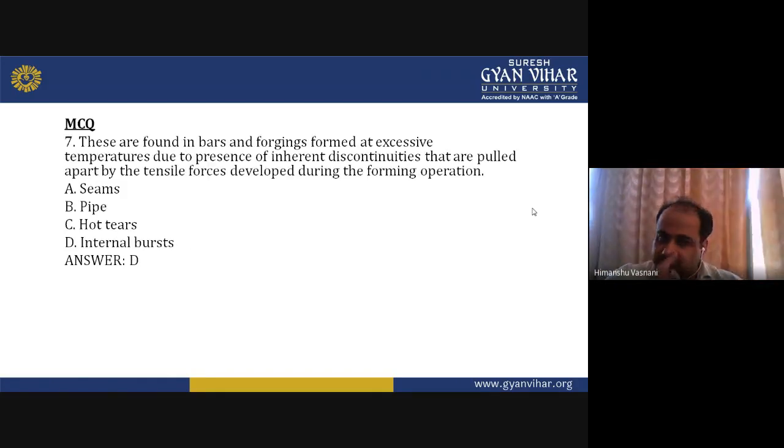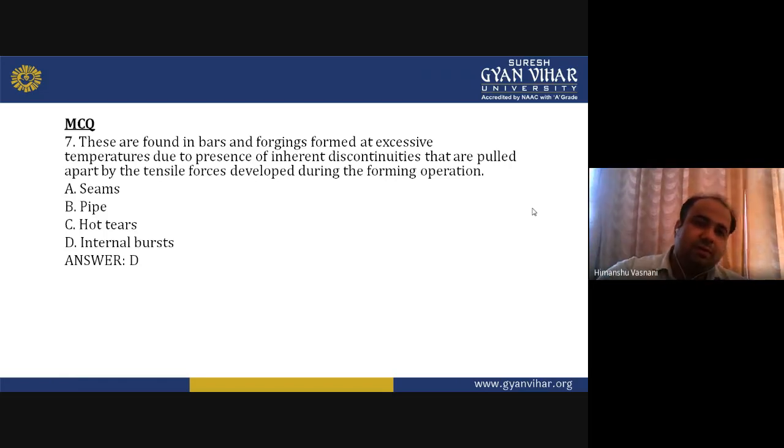Then next question: these are found in bars or forgings formed at excessive temperature due to the presence of inherent discontinuities that are pulled apart by a tensile force developed during the forming operation. Remember, presence of inherent discontinuities that are pulled apart. You heat the material and you are stretching it. Then at that time that kind of issue comes. It is called an internal burst.